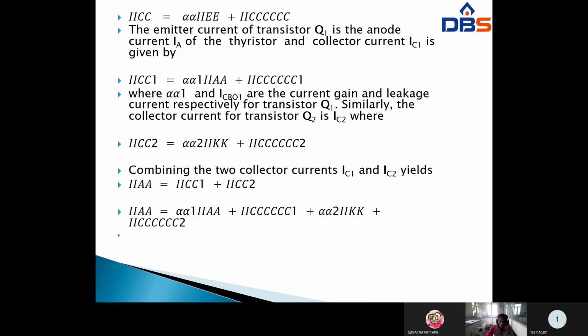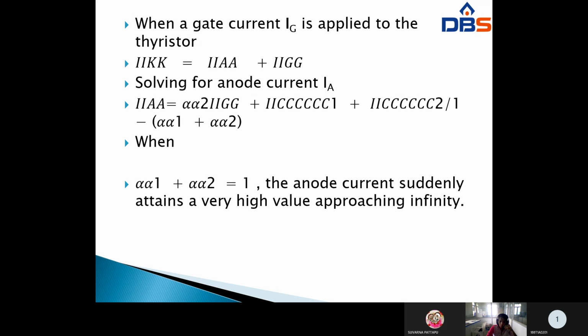Okay. So when the gate current IG is applied to the thyristor, the cathode current IK equals IA plus IG. Solving for anode current IA, IA equals alpha2 IG plus ICBO1 plus ICBO2, divided by 1 minus (alpha1 plus alpha2). So when alpha1 plus alpha2 equals 1, the anode current suddenly attains a very high value, approaching infinity. Okay, this is the two transistor model, where alpha1 plus alpha2 equals 1.